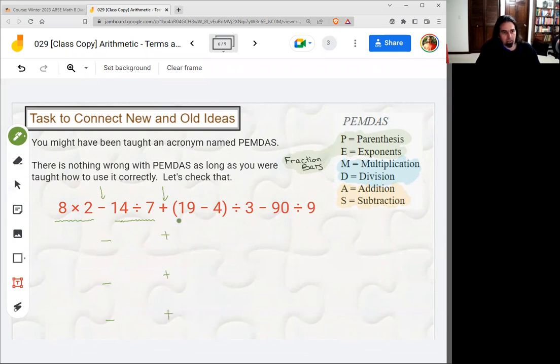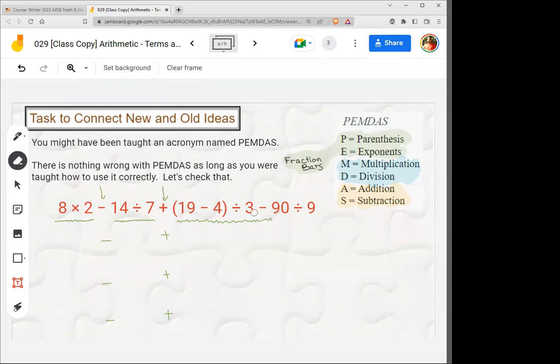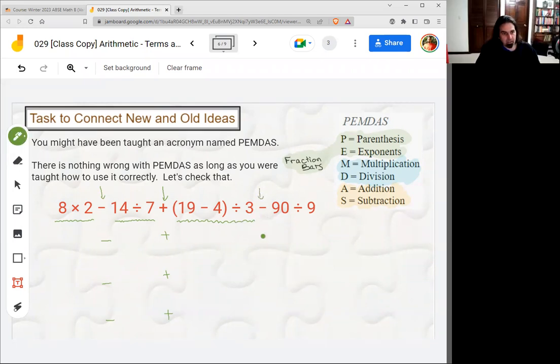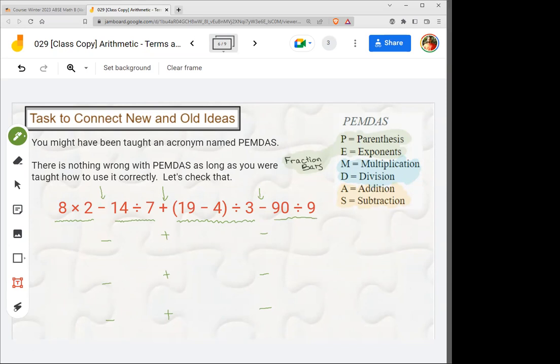Okay, here I go. Stop. That minus, and now we're at the end. So how many terms does this problem have? 4.